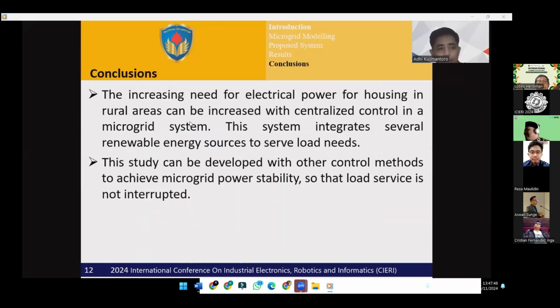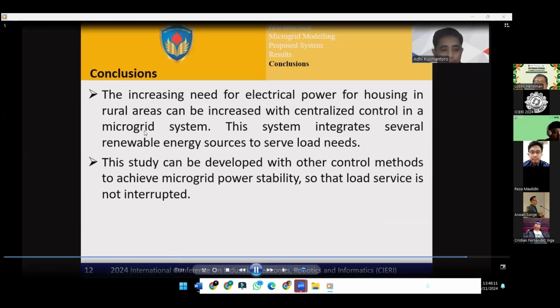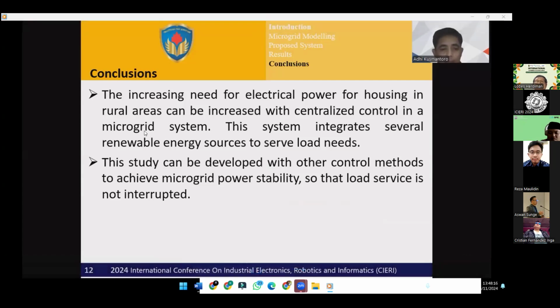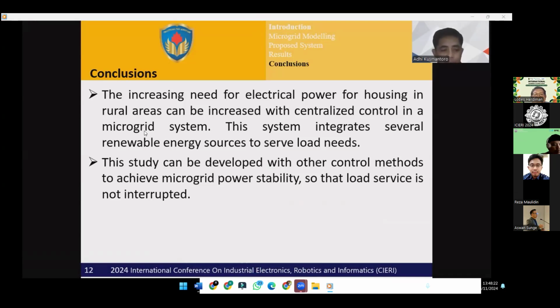And the conclusion. Number 1, the increasing need for electrical power for residential use in rural areas can be met with centralized control in a microgrid system. The system integrates several renewable energy sources to serve load needs. The study results show that by using centralized control, the microgrid system is able to regulate power flow according to residential load requirements. By regulating the power flow of each electricity source, the load demand can be met.